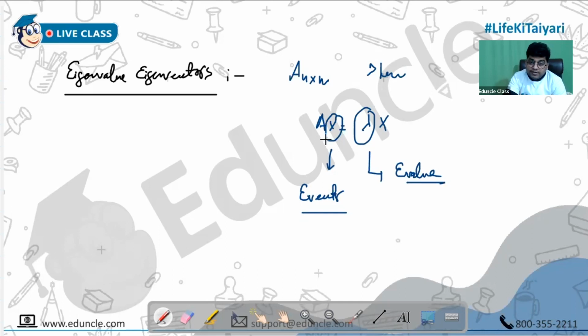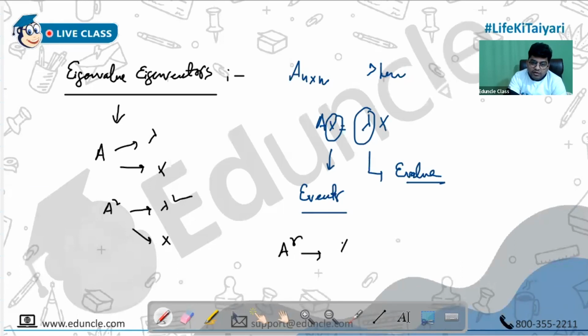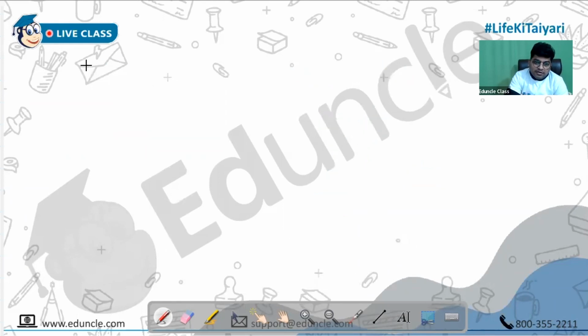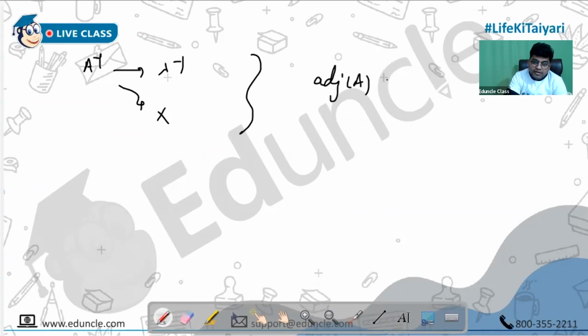What is the meaning of eigenvalue and eigenvector? If Ax equals lambda x, then basically A has eigenvalue lambda and eigenvector x. Then A square has eigenvalue lambda square and eigenvector x. A to the power r also has eigenvector x and eigenvalue lambda raised to power r. A inverse has eigenvalue lambda inverse and eigenvector x. The same holds for adjoint of A: it has the same eigenvector x and eigenvalue determinant A upon lambda. All these things you know.